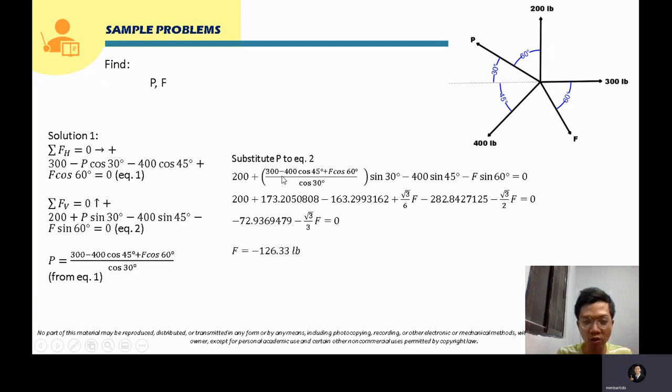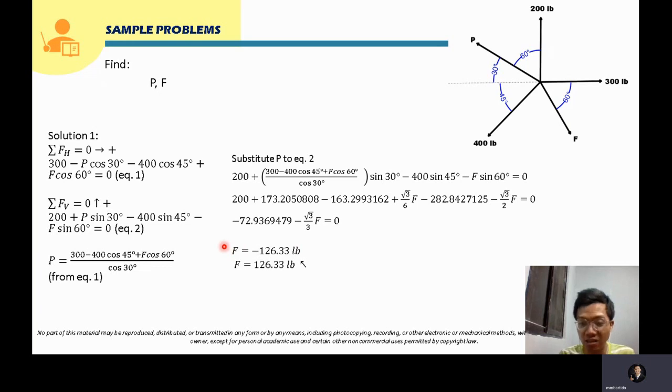So solving for the value of F, if we transpose square root of 3 over 3 F to the other side, it will become positive. So this will be negative 72.9369479 divided by square root of 3 over 3. That will give you negative 126.33 pounds. So the answer here for the force F is negative.